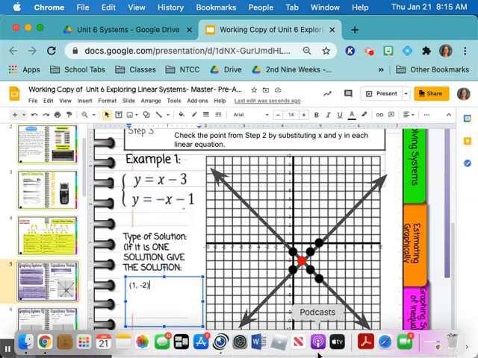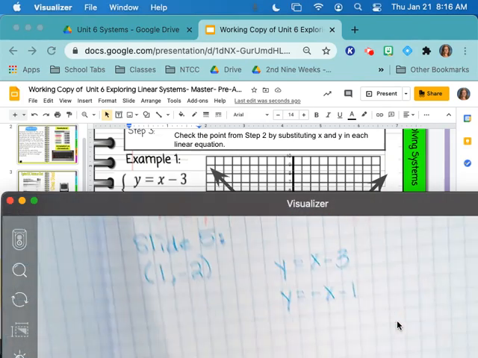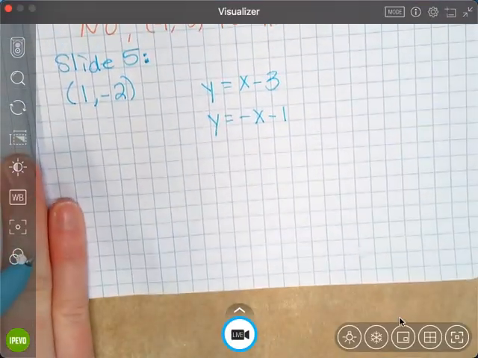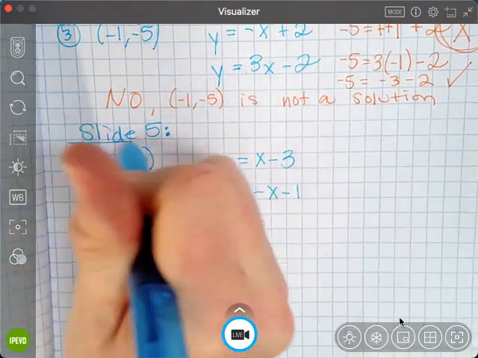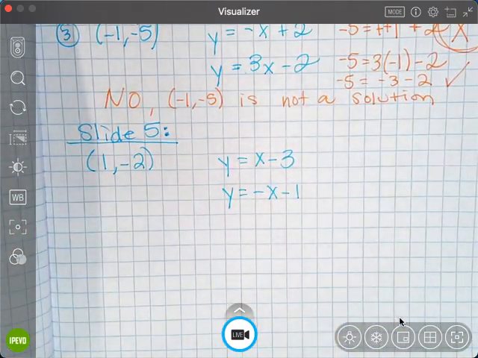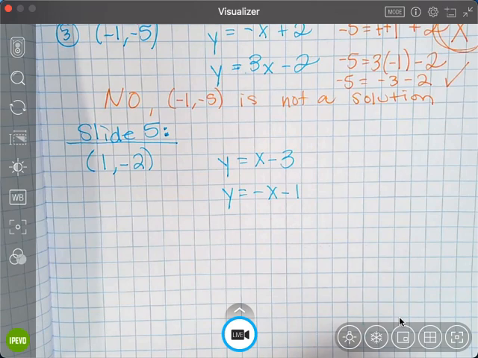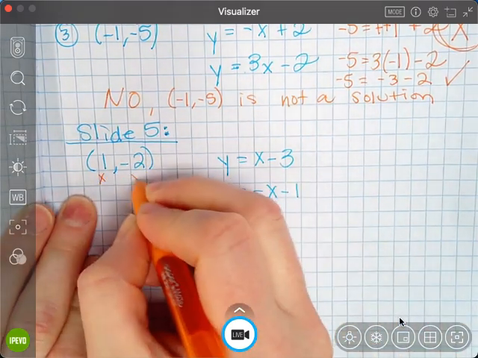So I'm going to go back to, what slide are we on? Slide 5. Back to my digital or my composition book, but let me write down the point first and the equations on my composition book. And we are going to check them. This is x, this is y.